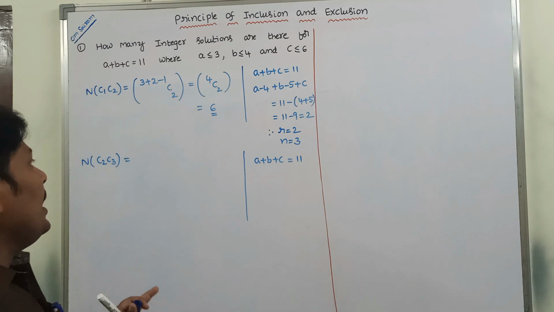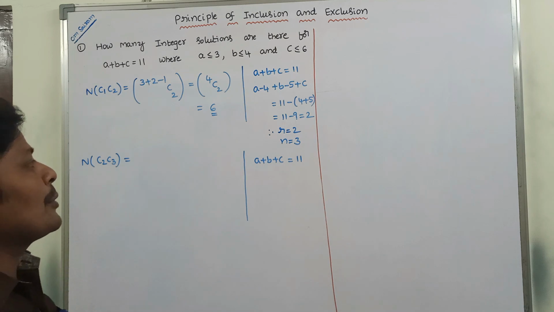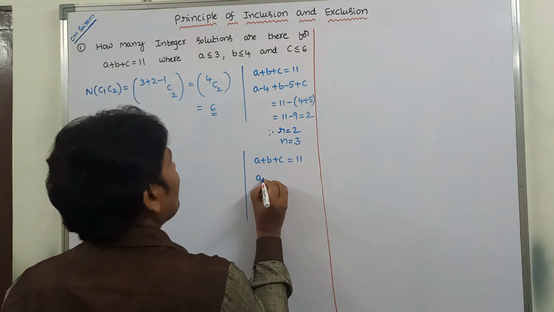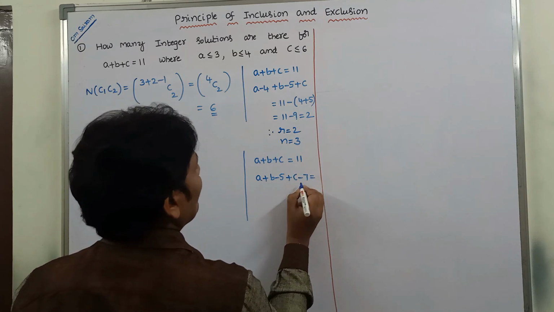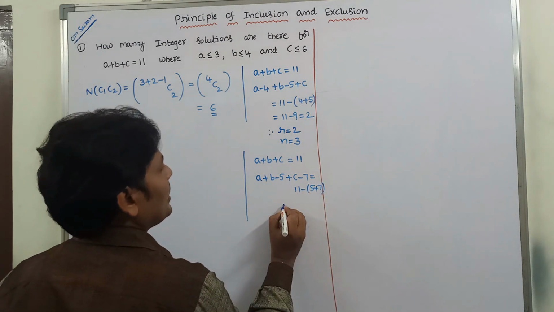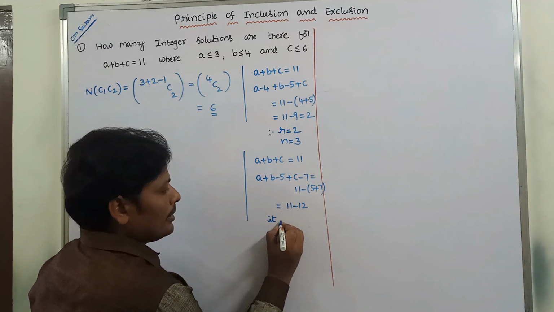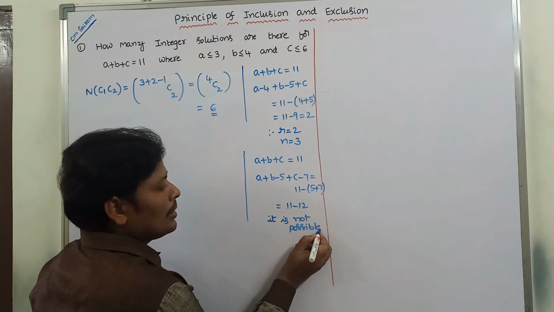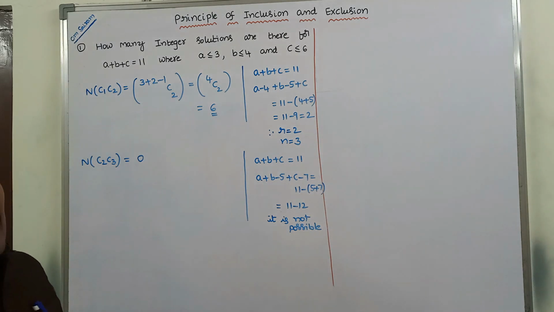Now B is at least 5 and C is at least 7. So we have to subtract 5 and 7 on both sides. So here A plus (B minus 5) and (C minus 7) is equal to 11 minus 5 plus 7. So then we are getting 11 minus 12. So it is not possible. Whenever the solution is not possible, the R value we do not know. So N of C2, C3 value can be considered as 0.